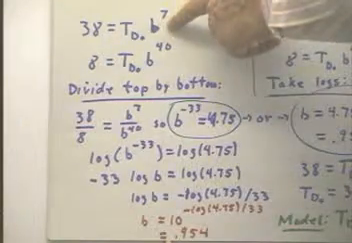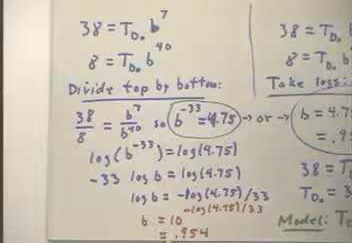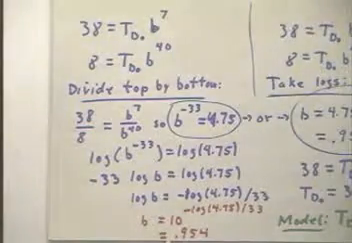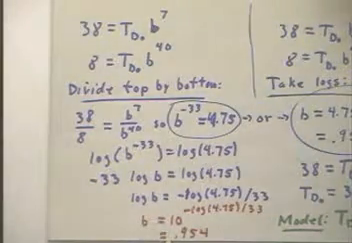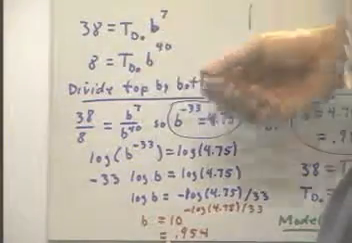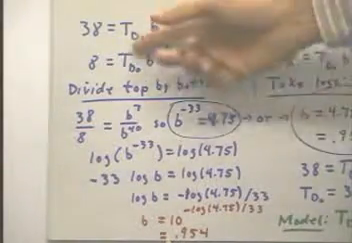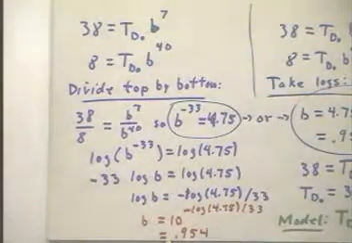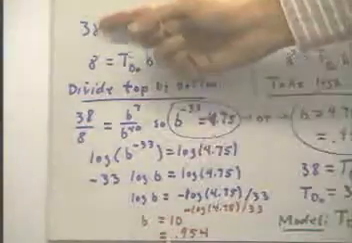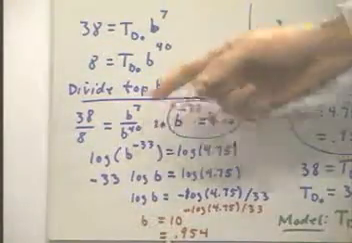Alternatively, we could solve for b and plug that in here and allow us to solve for t_d0, because that would eliminate b. But what we're going to do here is something a little different. This is pretty slick. We just divide the top equation by the bottom, because then our t_d0s will divide out. That's going to eliminate t_d0 all in one step, and we're going to have 38 over 8 equals b to the 7th over b to the 40th.